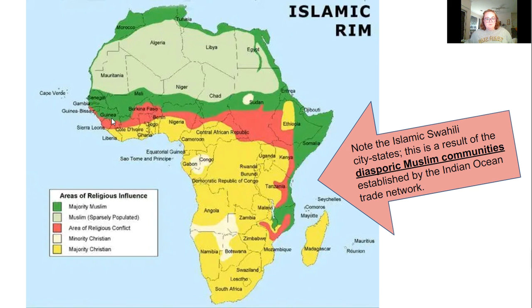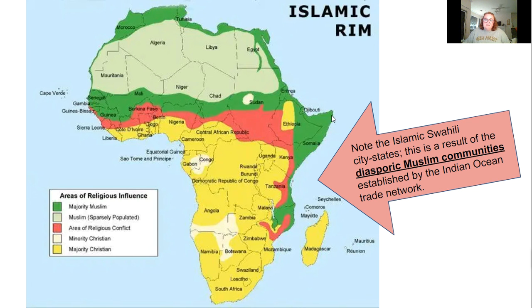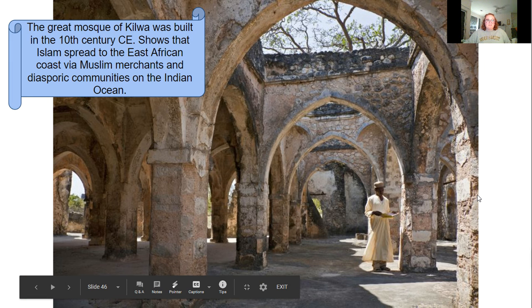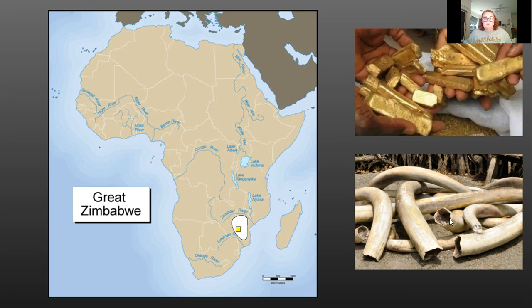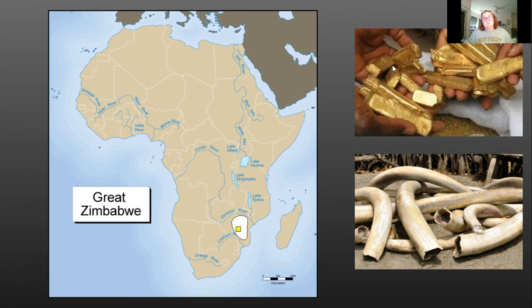So the Islamic rim of Africa actually looks like this. You have majority Muslims, and areas sparsely populated because of the Sahara desert. Then you have this area of religious conflict, which we still see in the world today. And then you see where Christianity reigns supreme. But notice the Islamic Swahili city-states; this is where you would see these diaspora Muslim communities that would be established along the Indian Ocean trade network.